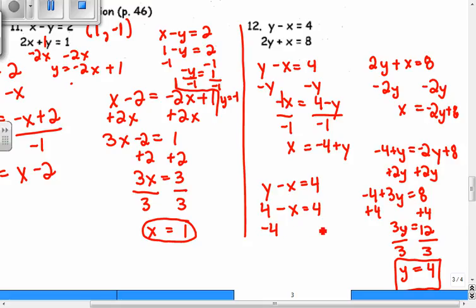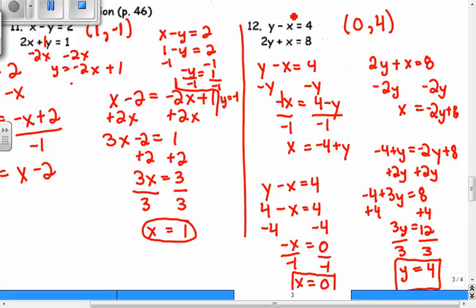Let's subtract 4 from each side. Negative x equals 0. Well, let's divide by negative 1 because we don't have x yet. x equals, well, 0 divided by anything is 0. So x equals 0. Now, even though we got y first and x second, we still need to write our answer as x comma y. So it's going to be 0, comma 4. So our point of intersection is 0, 4.